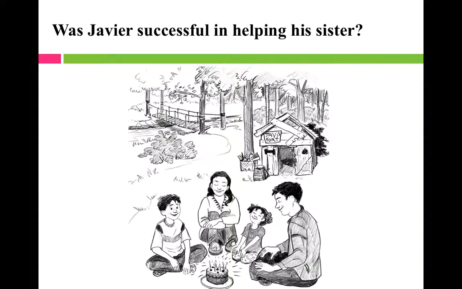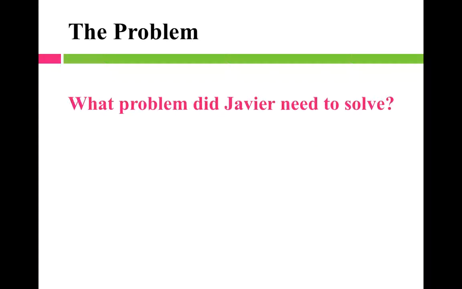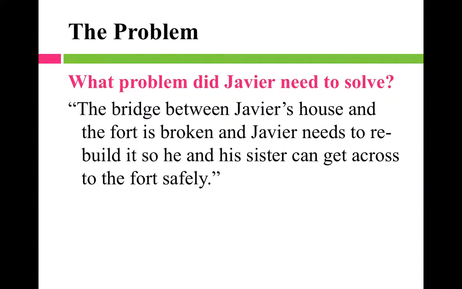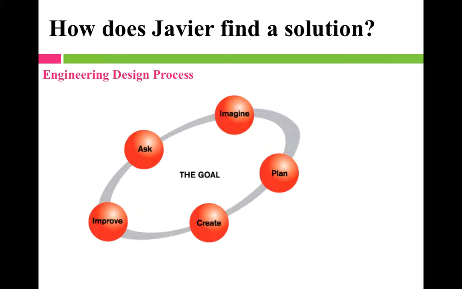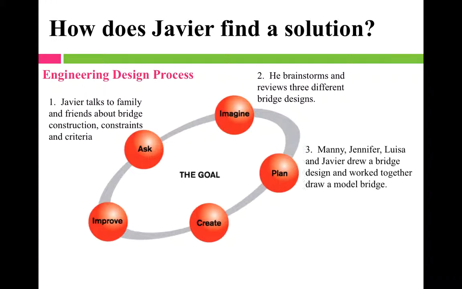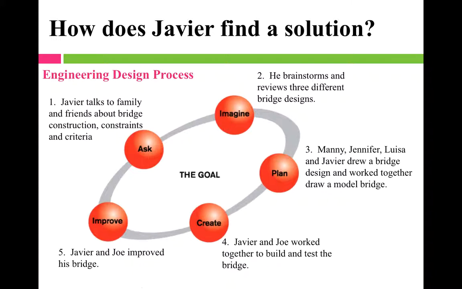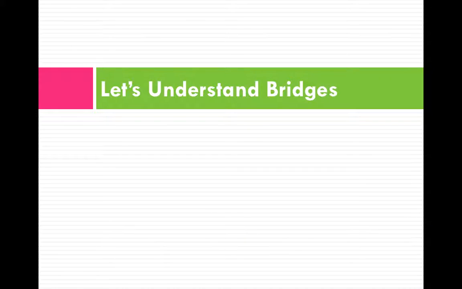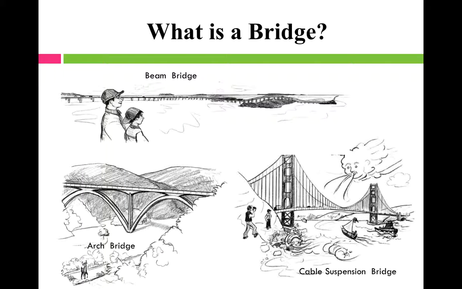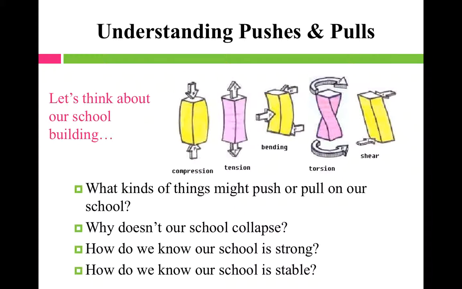And that really is kind of the crux of the story that Javier needed to solve. And he solves that by asking questions around a process called the engineering design process. And the process generally involves asking questions, imagining solutions, planning what they want to do first, creating prototypes, and then improving the prototype. And so then the question is, is there only one kind of bridge? There are many kinds of bridges. There are beam bridges, arch bridges, cable bridges, suspension bridges.